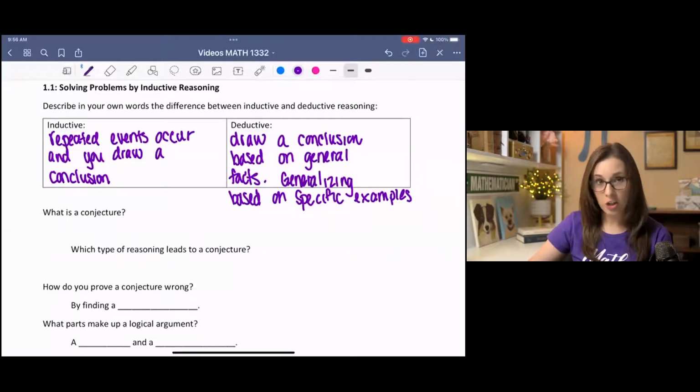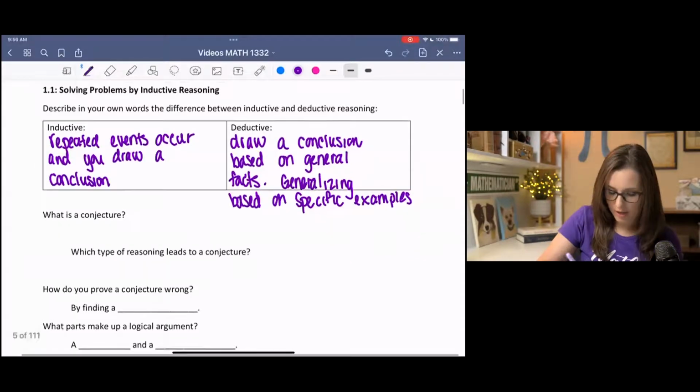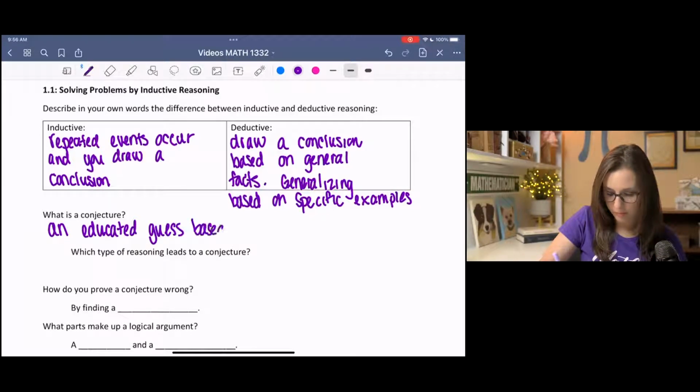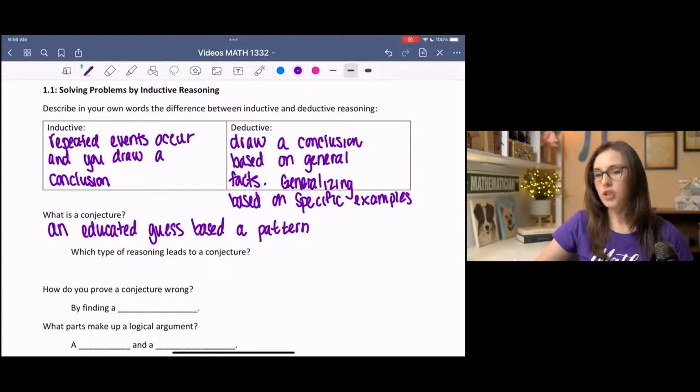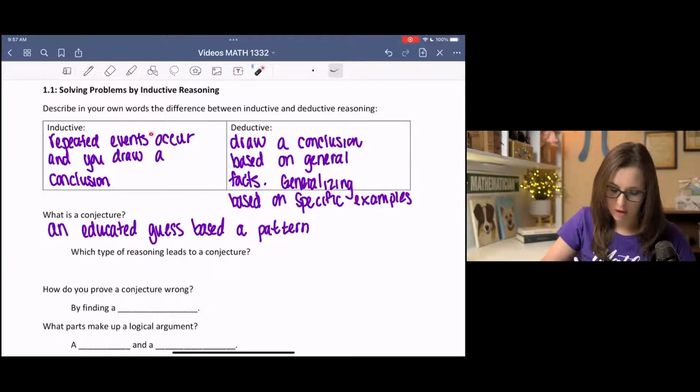A conjecture is an educated guess based on a pattern. So if you look at the key word there, based on a pattern, which type of reasoning would lead to a conjecture? Pattern associates with repeated events, which is inductive reasoning.